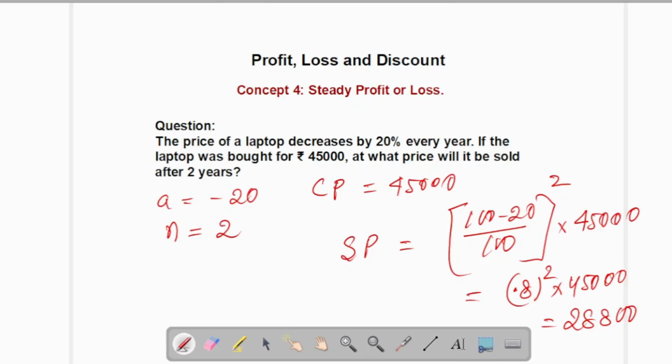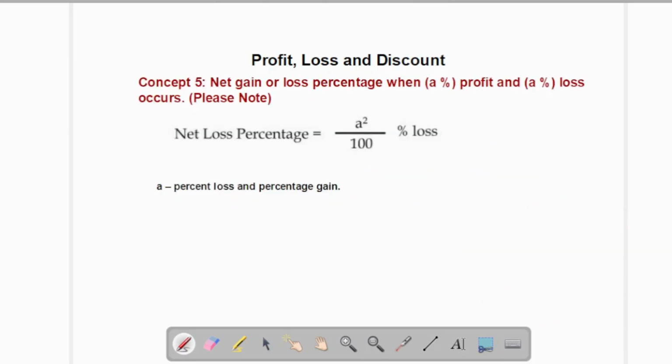So up until now, I think everything is clear. All the concepts are very easy to understand. If you go through the percentage video very carefully, you will be able to solve here also, because these formulas are derived from the percentage formula itself. Now coming to the next concept, concept number 5. Here we are trying to calculate the net gain or loss percentage when the same profit or loss occurs.